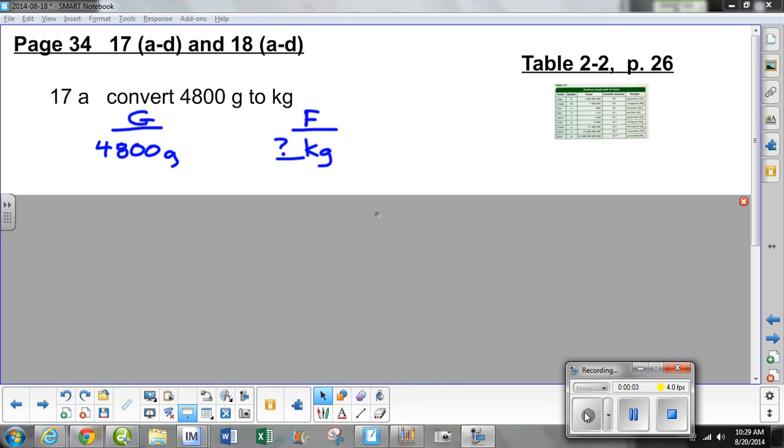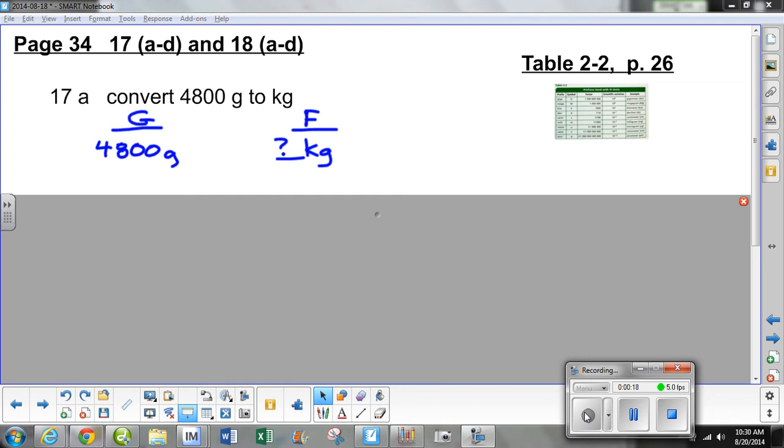Your homework for last night was on page 34, 17A through D and 18A through D. I'm going to do two examples from those that will give you the method that I'd like to see you use when you're actually doing those conversions.